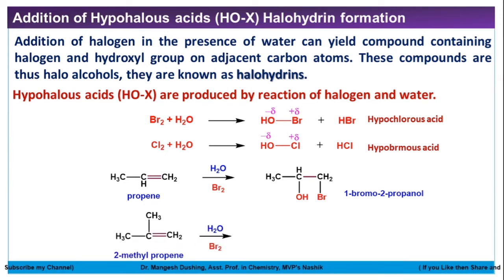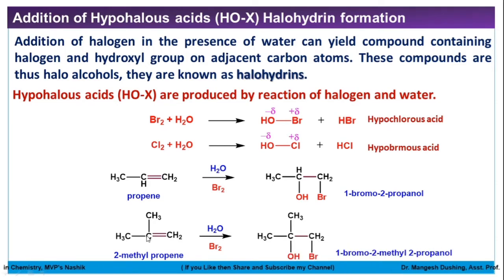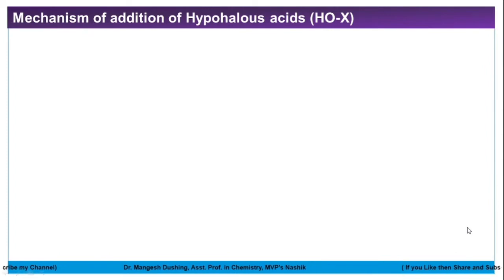Suppose this is a second example, that is 2-methylpropene, and reagent is H2O Br2. Then where will the OH go? OH goes to the carbon atom which has a less number of hydrogen atom. So our product will be 1-bromo 2-methyl 2-propanol. See here, whatever the negative part of the reagent forms a bond with the carbon atom which has less number of hydrogen atom. Now we'll see the mechanism of addition of hypohalous acid.